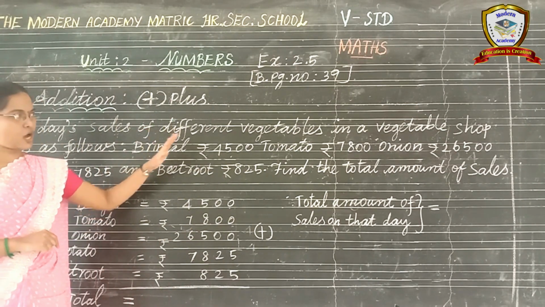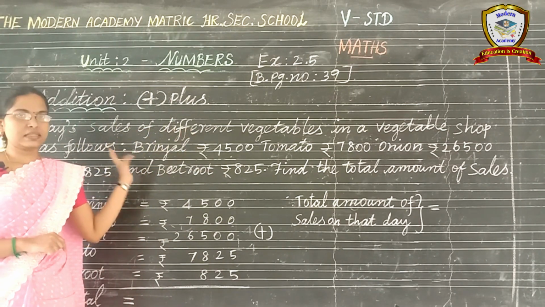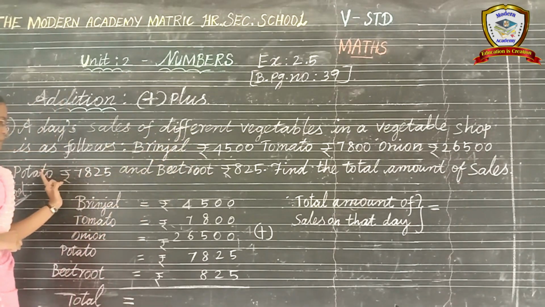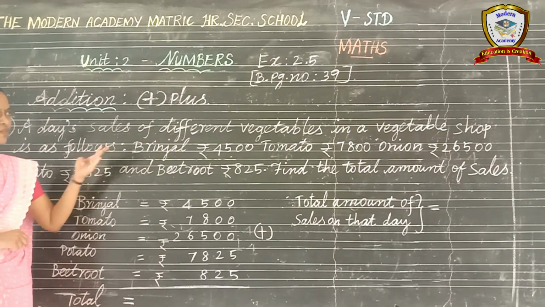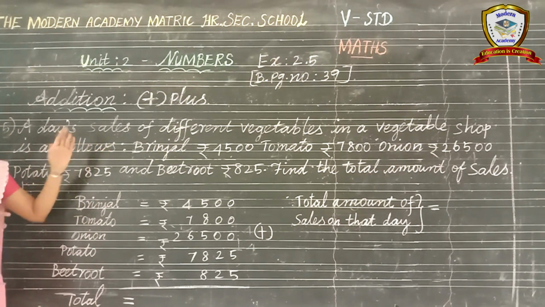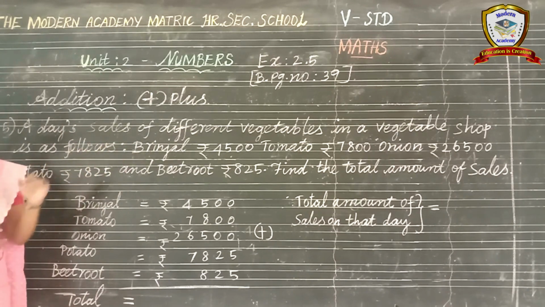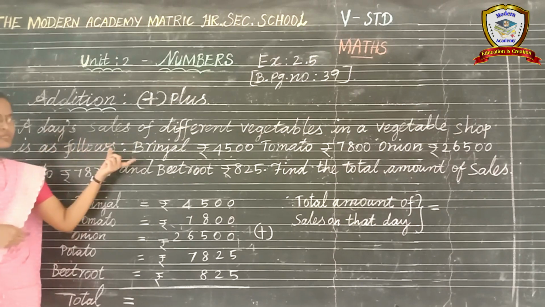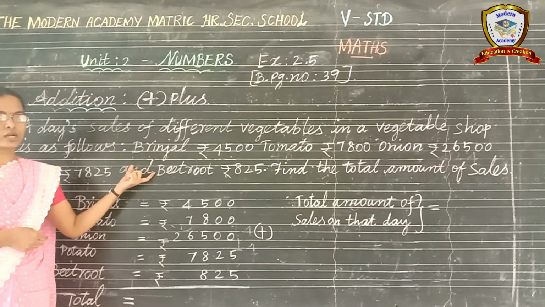In the vegetable shop, they have different vegetables. They are brinjal, tomato, onion, next potato, beetroot. Different vegetables are there. So sales in one day, they have sold. Okay, the amounts of the vegetables sold in one day are given here. Look, the details of the vegetables sold in a day sale are given.